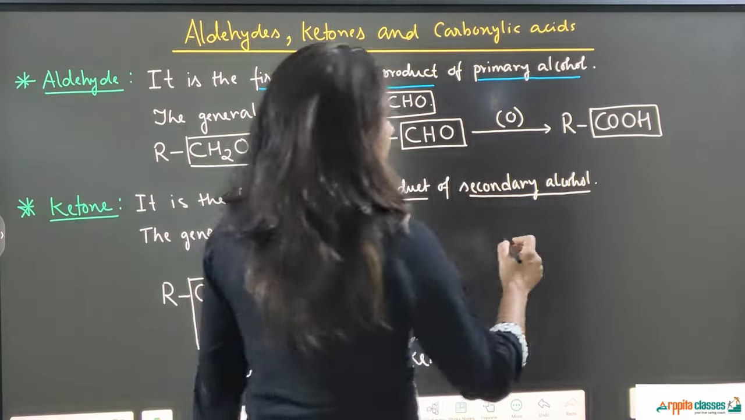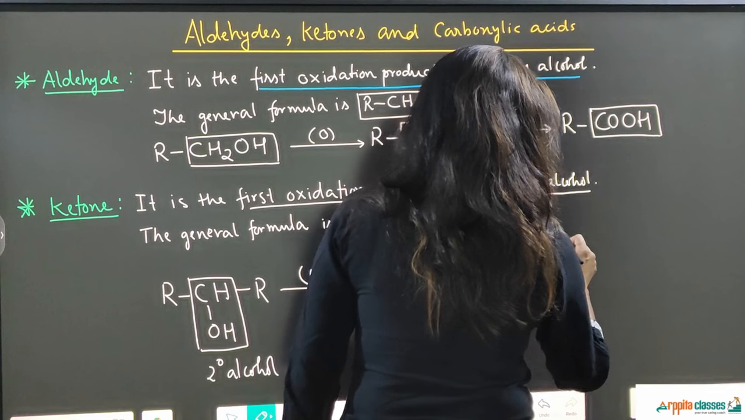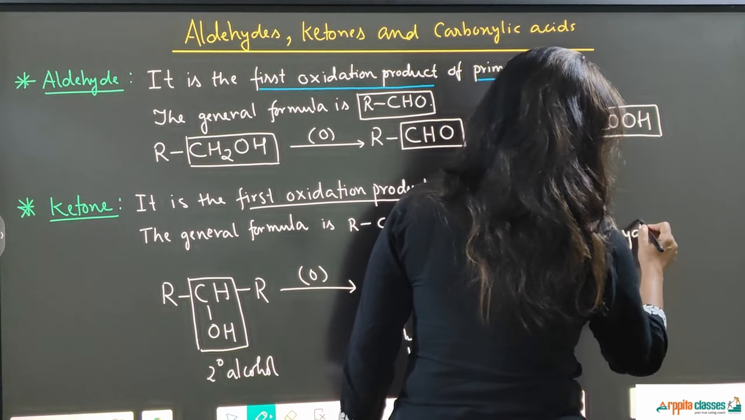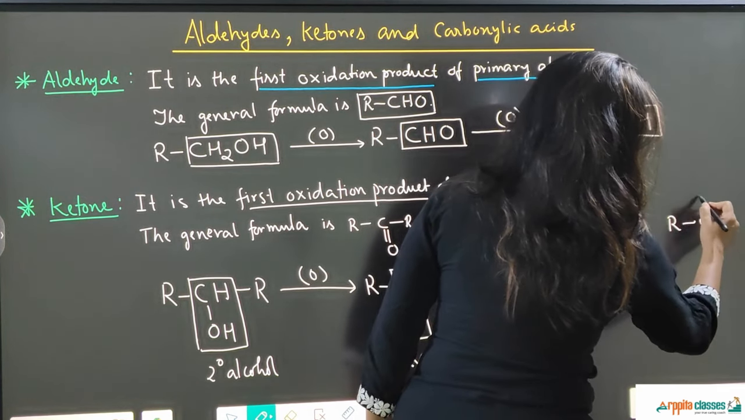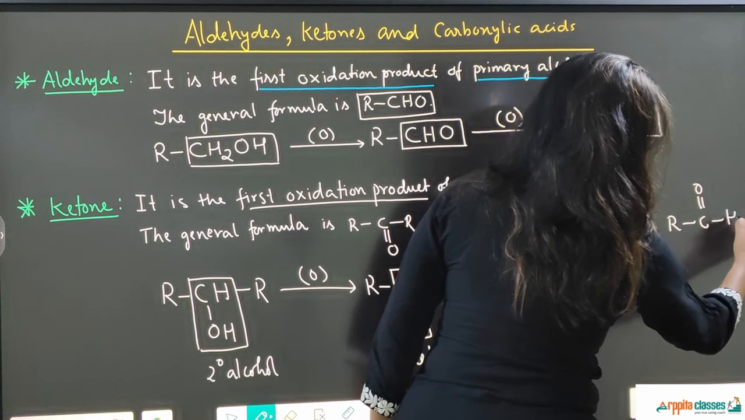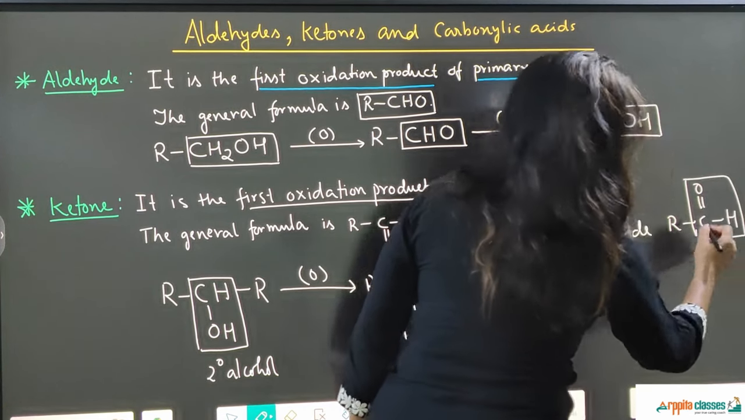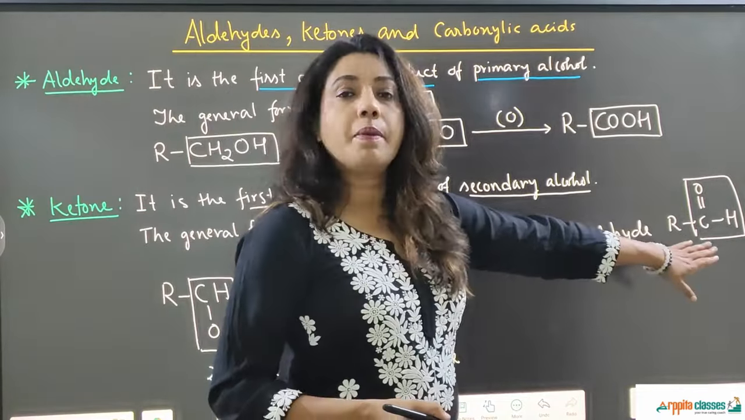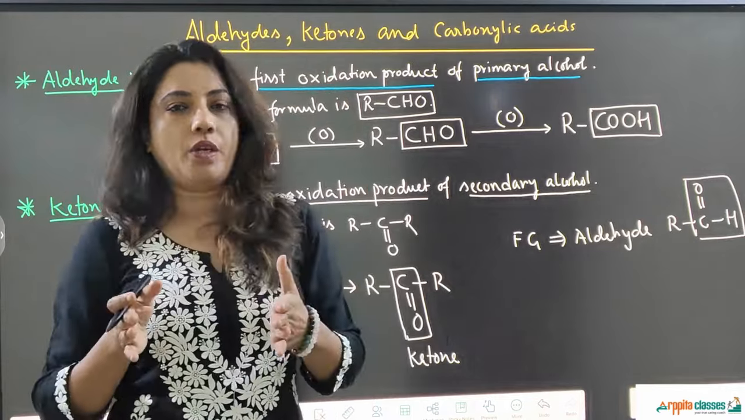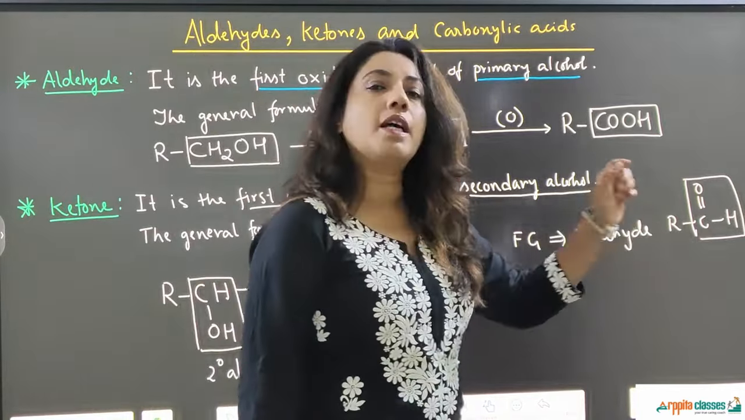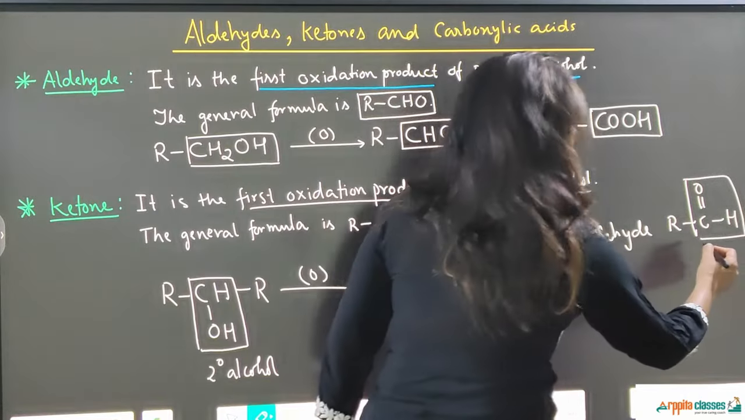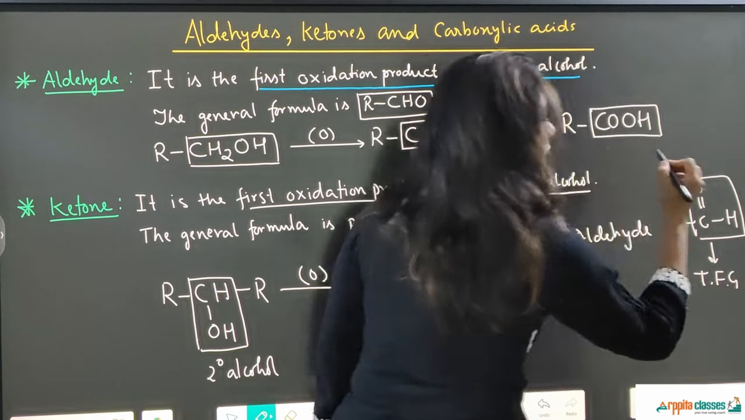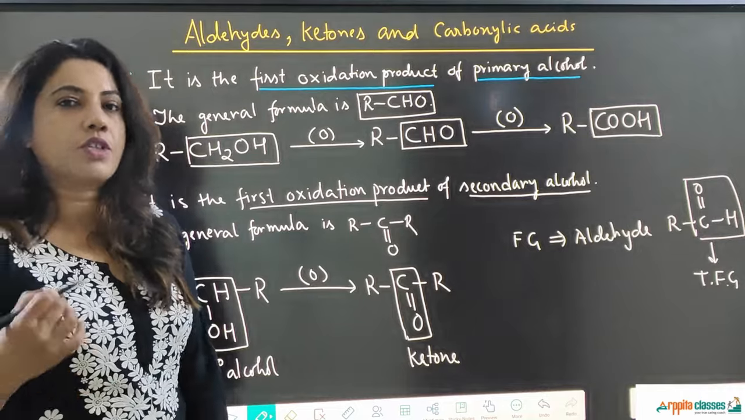So what we have seen, the functional group for aldehyde is R, C double bond O, H. So RCHO. CHO group is the functional group for aldehyde, which will be always terminal. It cannot be in between. You know that this carbon has to be always a terminal carbon atom, and that is why this functional group is also called a terminal functional group, TFG, that is terminal functional group.